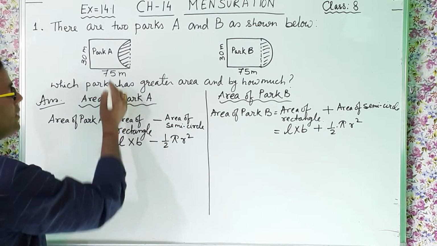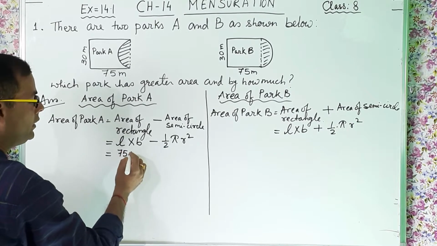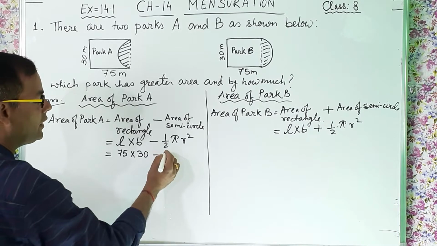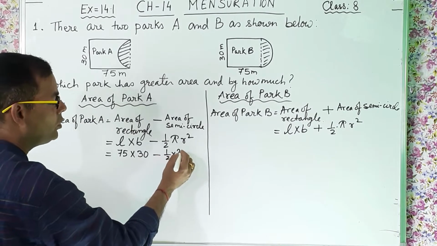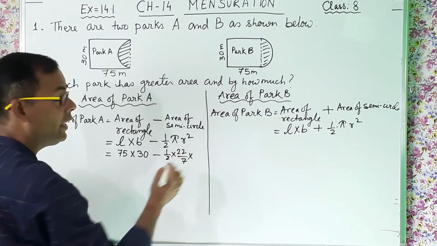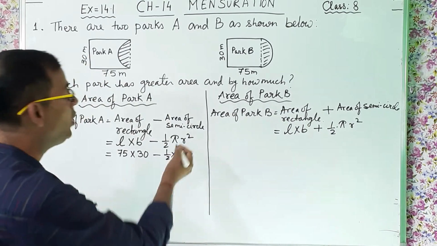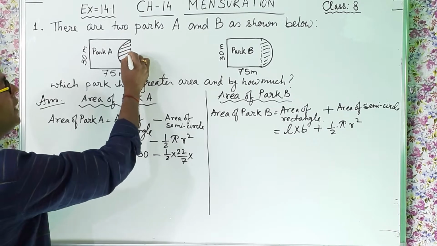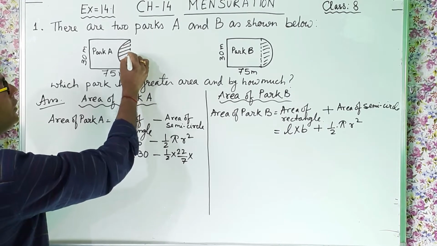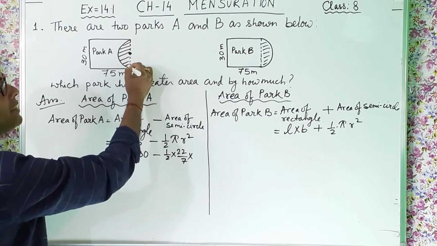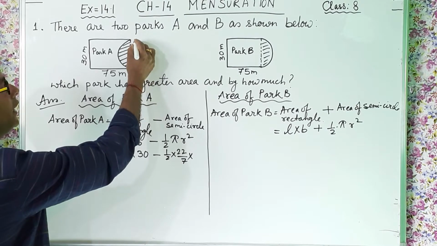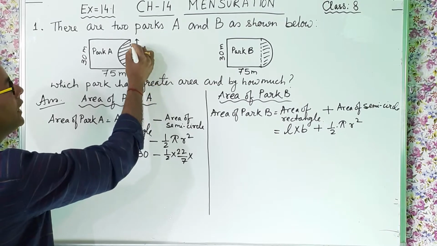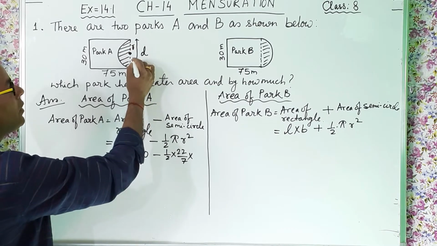Length is how much? Obviously 75, the big one, and breadth is how much? 30. Clear? Minus half. Pi value is 22 by 7. Now comes r, radius. Now see here, this is the semicircle. So this is the middle point. So from here to here it is the diameter. Then this part will be the radius.